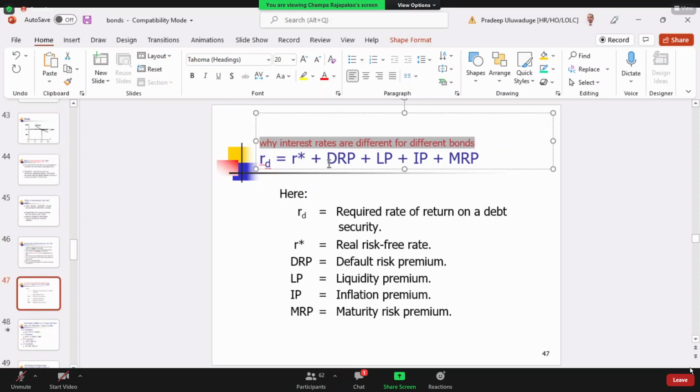Now, this is the real risk-free rate. Then you have to add the default risk premium, and that is for the risk of default. Then plus the liquidity premium, which is how liquid the bond is. And IP is the inflation premium, which is the allocation for general inflation. Then MRP is the maturity risk premium, for holding it for a longer time period or buying a bond with a long maturity. So all this together makes the discount rate r_d.